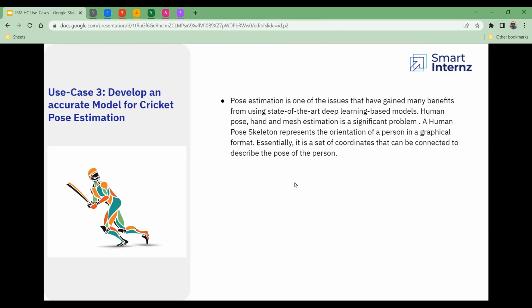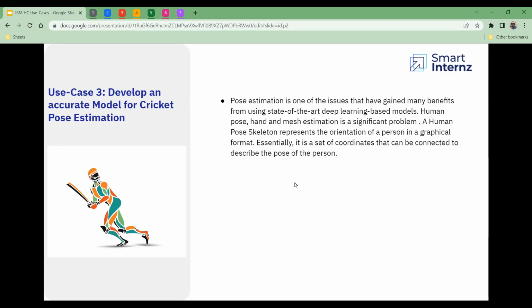Pose estimation is one of the problems that has gained many benefits from using state-of-the-art deep learning based models. Human pose, hand and mesh estimation is a significant problem. A human pose skeleton represents the orientation of a person in a graphical format, especially as a set of coordinates that can be connected to describe the pose of the person. So how are we getting the pose? Pose estimation has become more popular because of the online world.